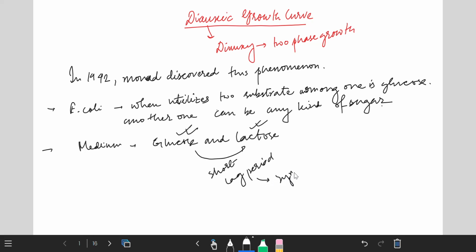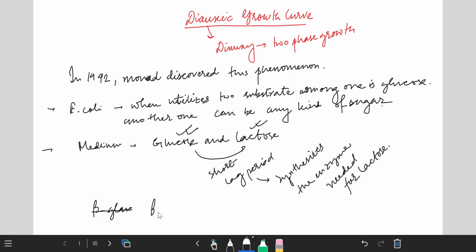So, during this time, it synthesizes the enzyme needed for lactose. Okay. Which kind of enzyme is needed for lactose utilization? That is Beta-Galactosidase. This enzyme is needed for lactose utilization.